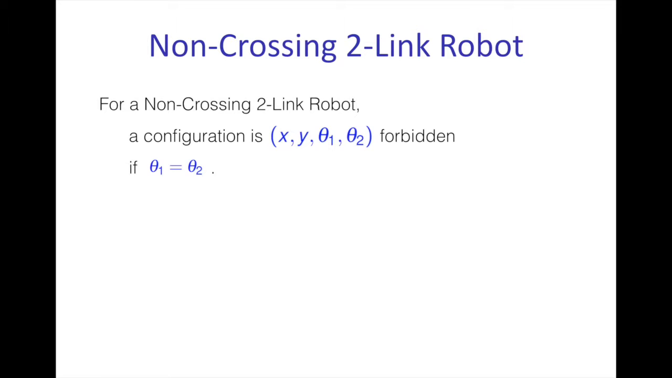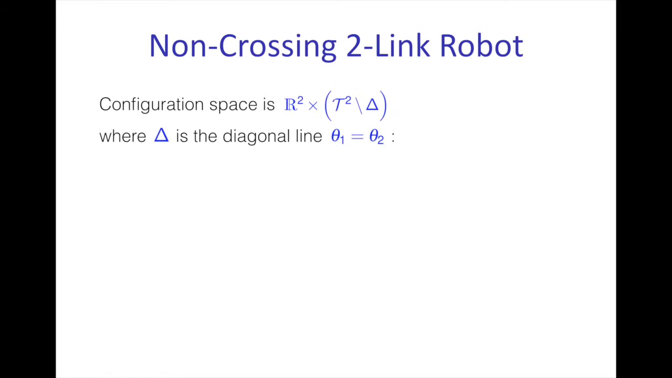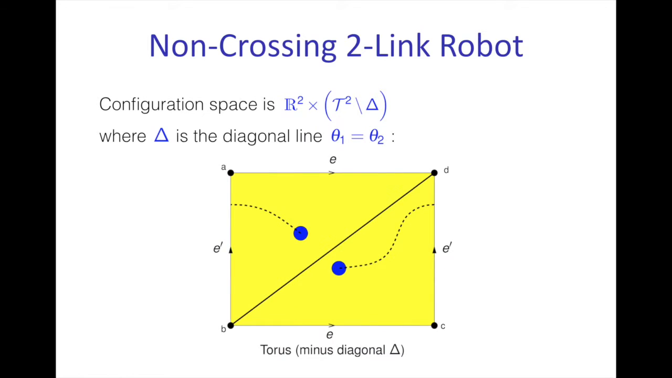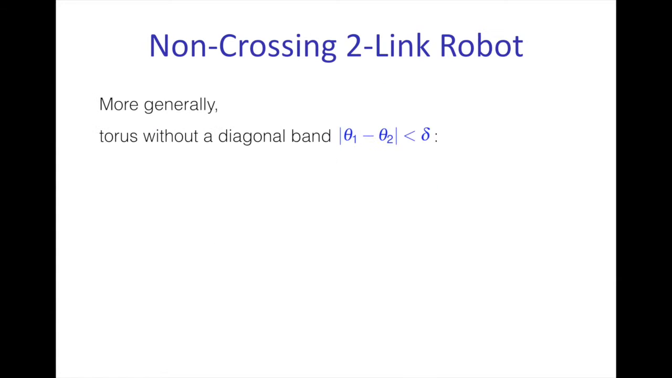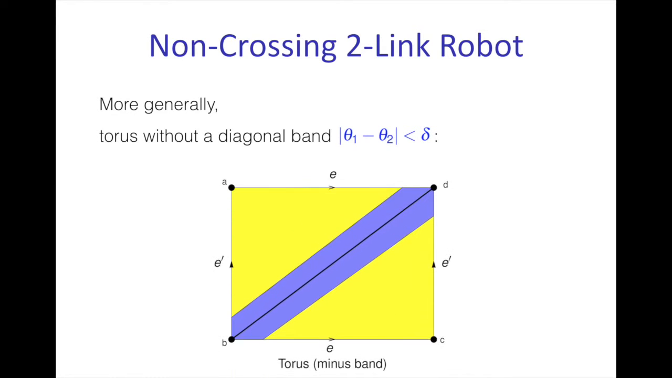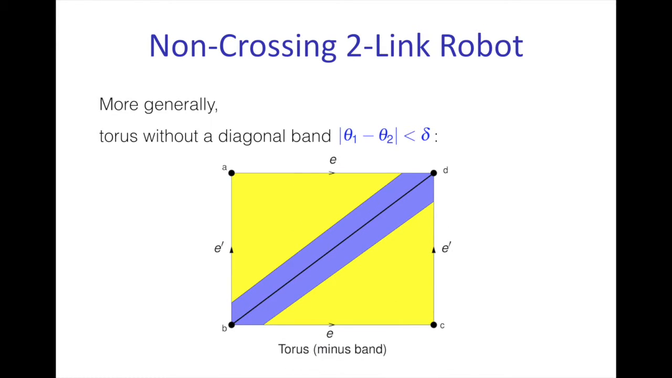We also implemented a version of the two-link robot where self-crossing of the two links is forbidden. Here, θ1 may not equal θ2. In the torus picture, the forbidden configuration corresponds to a diagonal line. Notice that the configuration space is still connected. We can generalize this forbidden diagonal to a forbidden band around the diagonal to forbid the links from coming within a certain angle of each other.